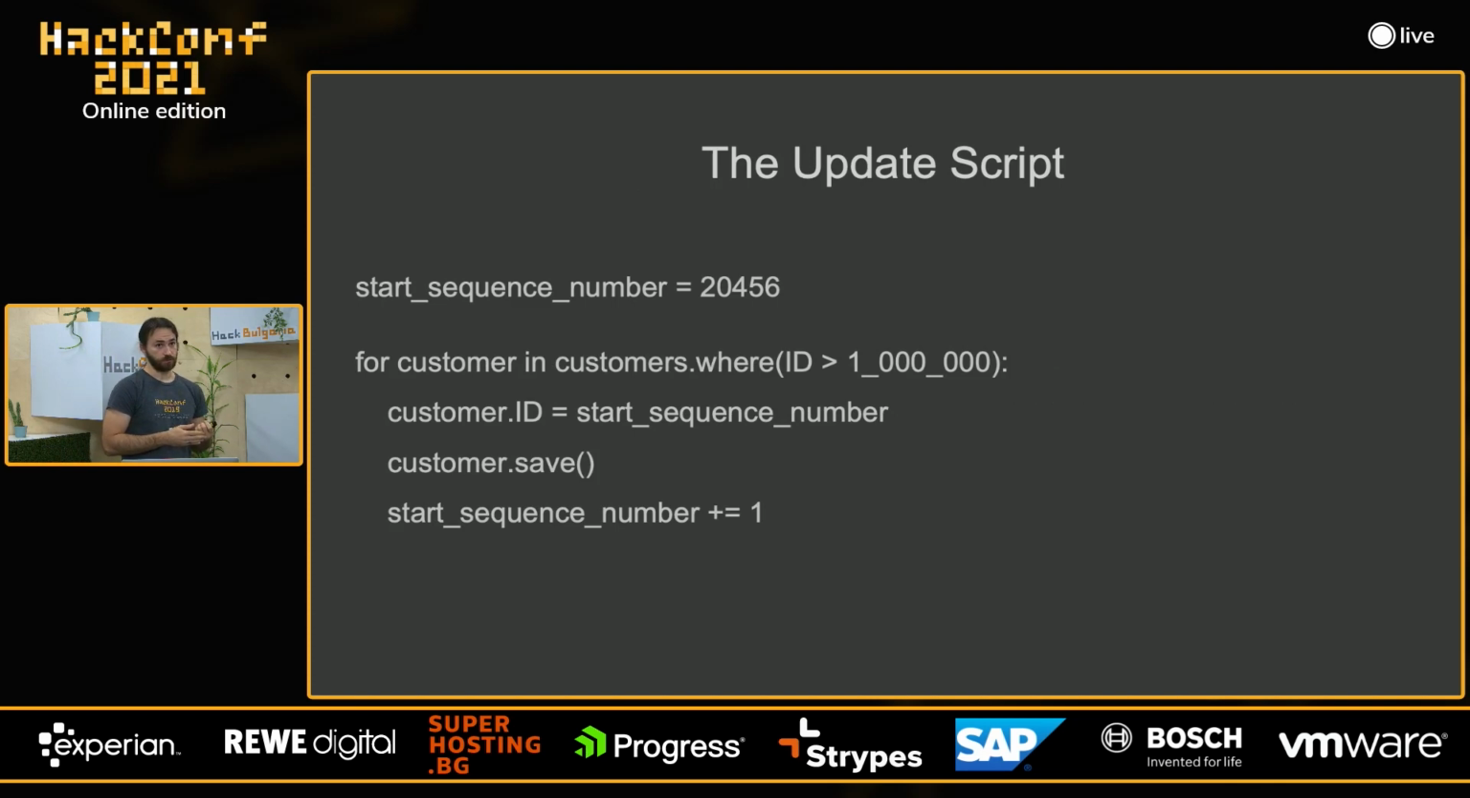So I wrote an update script, and it was super simple. We start from a certain sequence number. We take all the customers that have an ID greater than 1 million, which was the test value. And for each customer, we change the customer ID according to that sequence number, increment the sequence number, and then just save it.